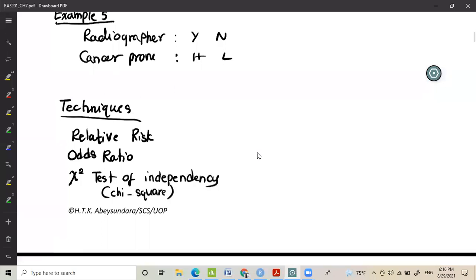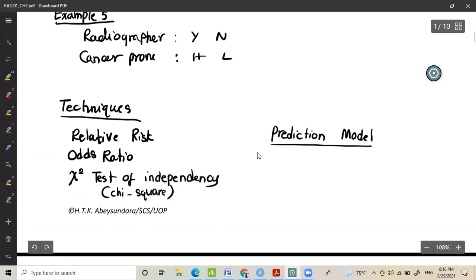In addition to that, we have prediction models that you can go for, but we are not going to talk about them in this course. These are a little bit advanced models. So we can go for binary logistic regression. These are prediction models, okay? Multinomial logistic regression.